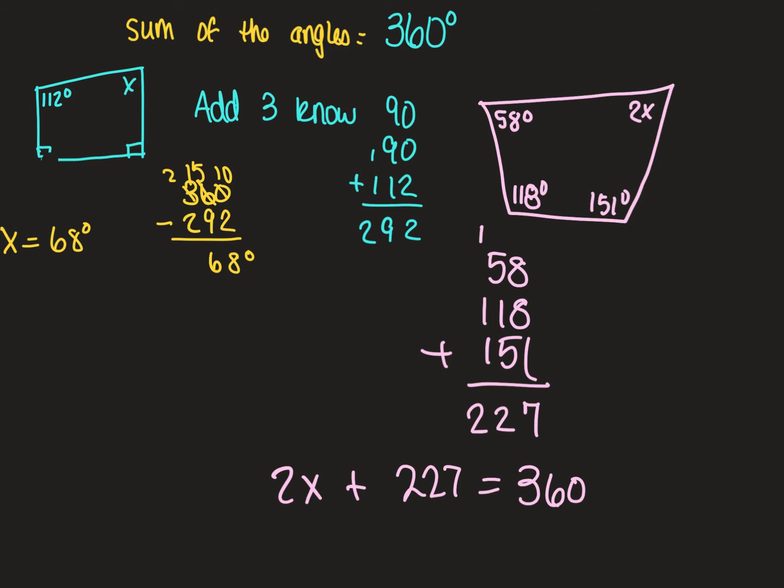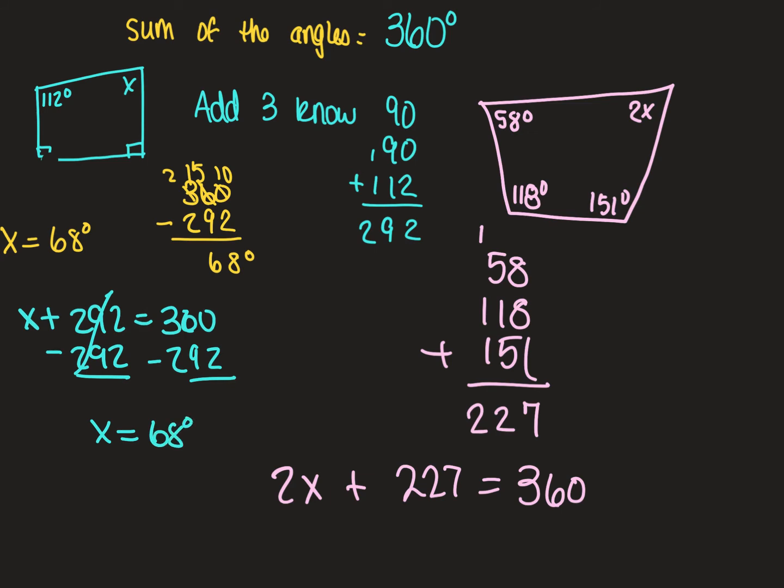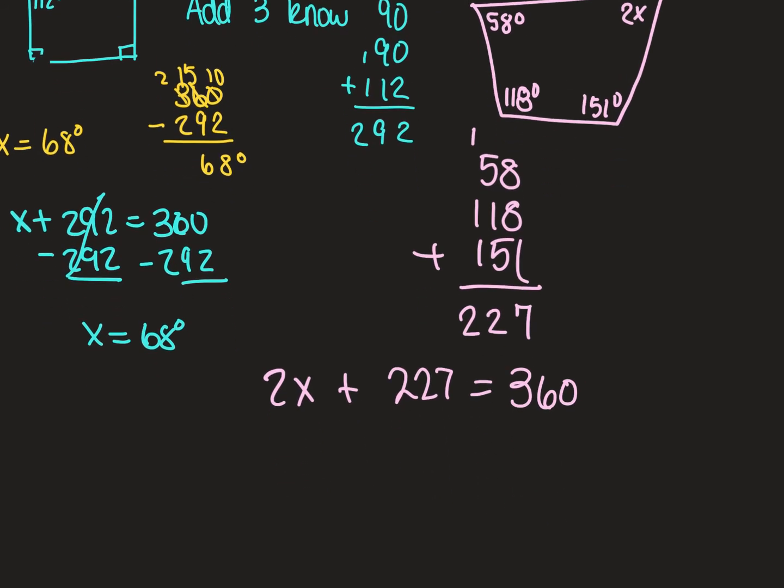I could have done that over here. I could have said x plus 292 equals 360. Minus 292, minus 292, cross out, what's my answer? I could have made it look fancy, but this one didn't require me to make it look fancy. I think this is going to require me to make it look a little fancier, a little more official, because now I have a 2-step equation.